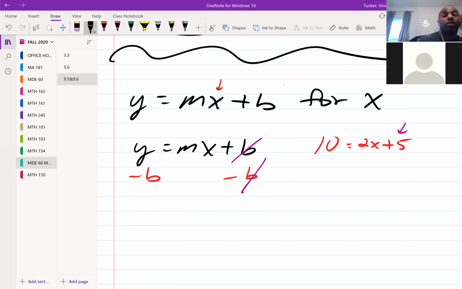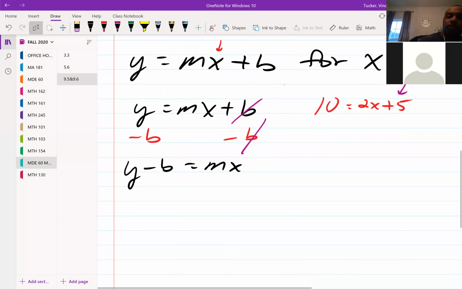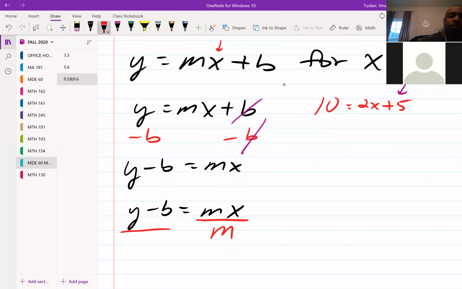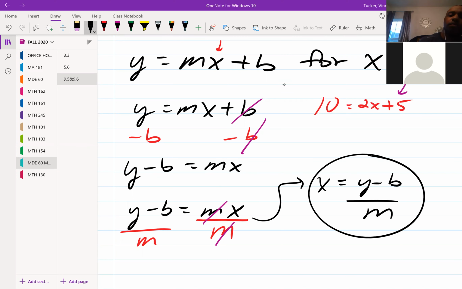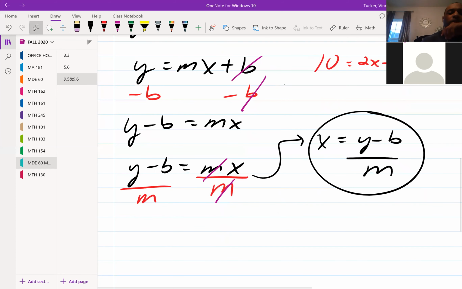Now, don't forget your thought process on like terms. If they aren't the same variables, you cannot add or subtract them from each other. So the best you could do on the left side is write y minus b. So y minus b equal to mx. Once again, your goal is to get x by itself. You have m times x on the right, so you're going to divide by m. The m's cancel. x is equal to y minus b over m.